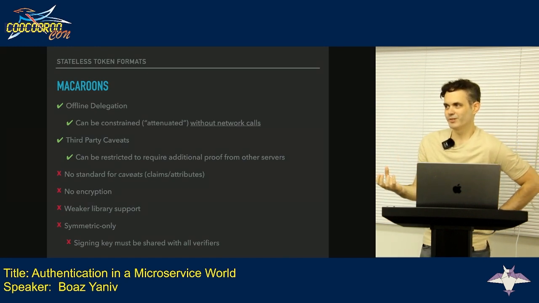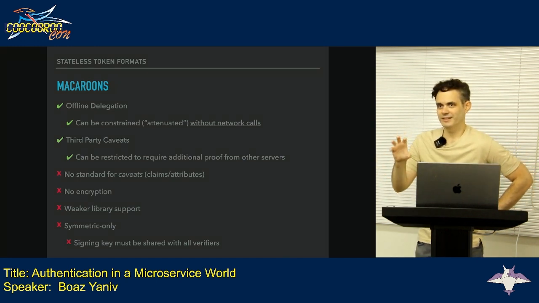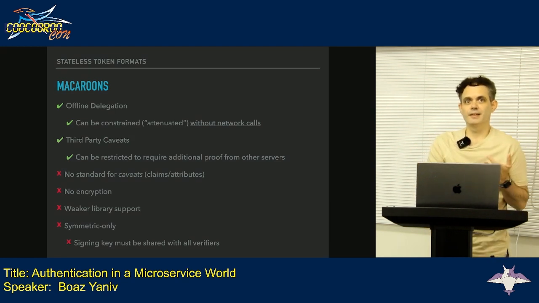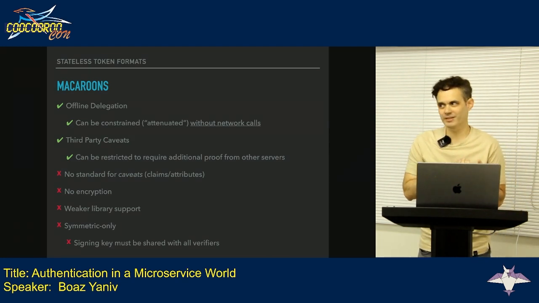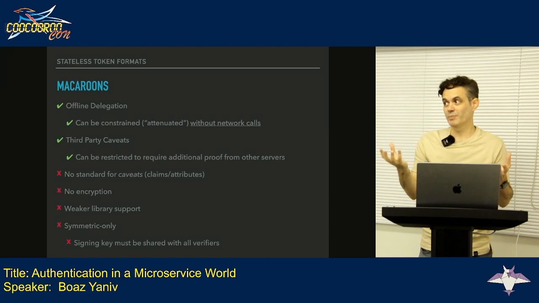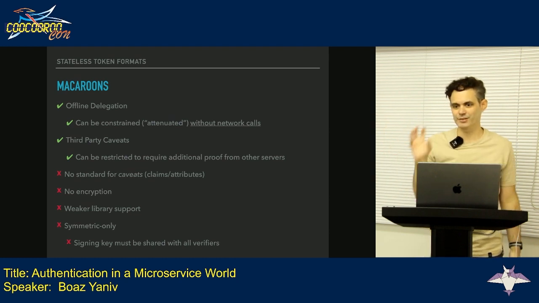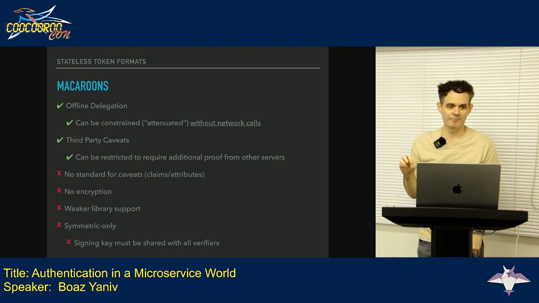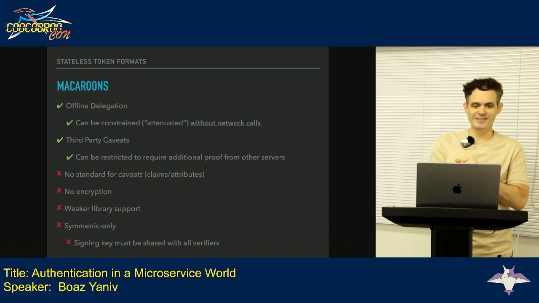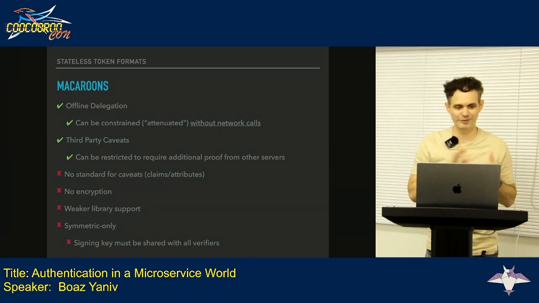You can just take your existing macaroon and add a caveat that contains the URL, the method, and maybe even a hash of the body of the request, and that's it. You've got a request signature mechanism. There are downsides to these things, however. They are not all powerful.